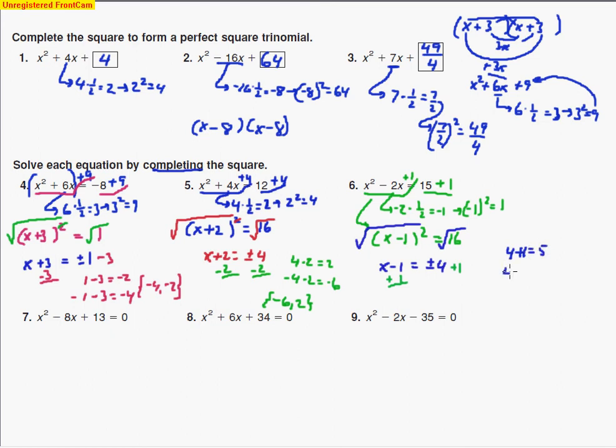And then I also have a negative 4 plus 1, which gives me negative 3. So I get my two answers of negative 3 and 5. Well, just a couple more problems here, a few more.